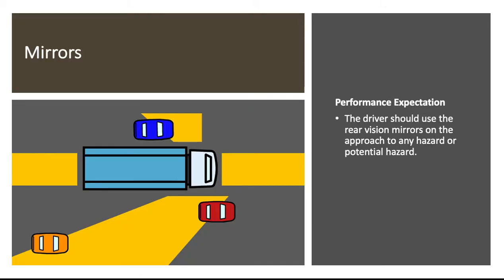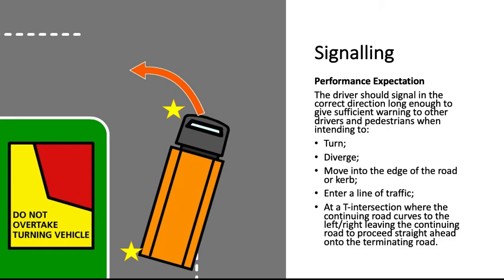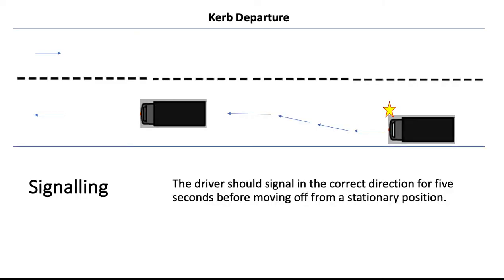Mirrors. The driver should use the rear vision mirrors on the approach to any hazard or potential hazard. Signaling. The driver should signal in the correct direction long enough to give sufficient warning to other drivers and pedestrians when intending to turn, diverge, move into the edge of the road or curb, enter a line of traffic, at a T section where the continuing road curves to the left/right, leaving the continuing road to proceed straight ahead onto the terminating road.